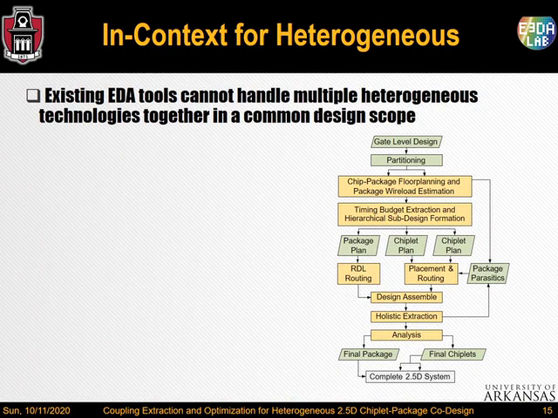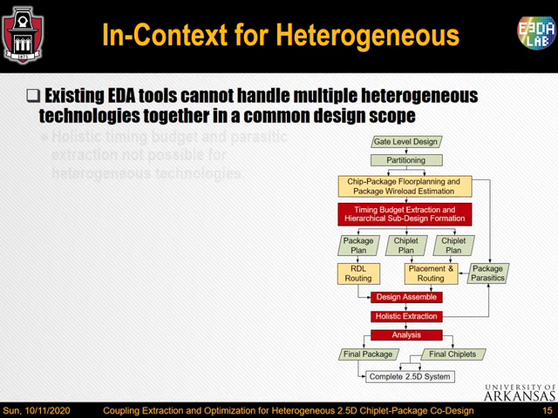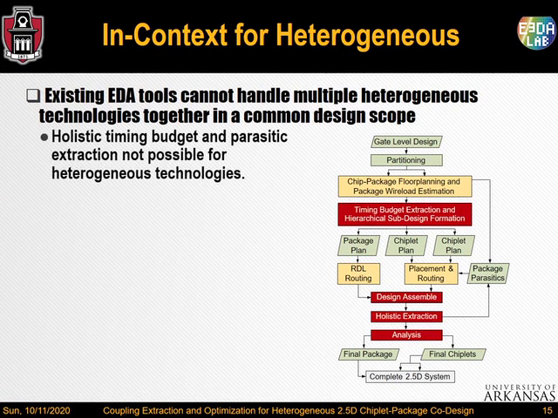Though the holistic flow would be the best to globally optimize and fine-tune a 2.5D system with standard tools, it cannot be used to design heterogeneous 2.5D systems. This is because existing EDA tools cannot handle multiple heterogeneous technologies together in a common design scope. As a result, the design assembly, holistic timing budget, and parasitic extraction steps of our flow cannot be directly applied.